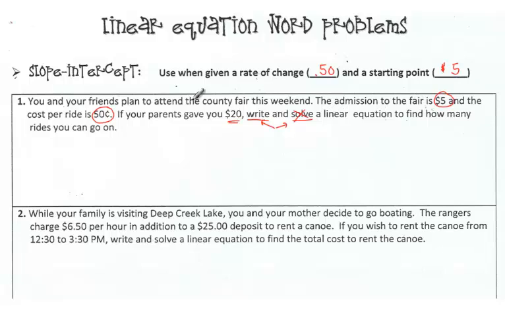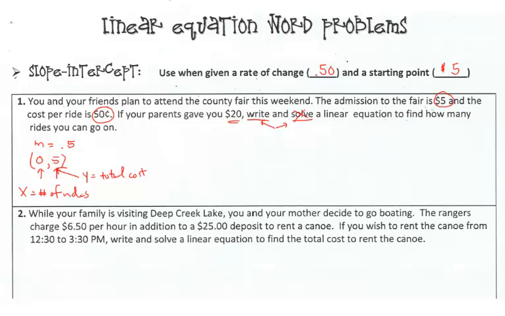What you should understand is that they have given you the slope as 0.5 or 50 cents, and they've given you the y-intercept as 5. If you go on 0 rides, you will pay a total of $5 just to get in. Therefore, x becomes your number of rides, and then your y becomes your total cost.